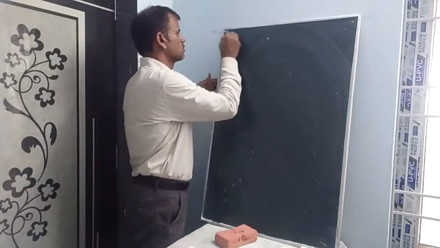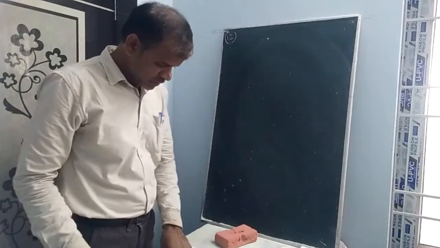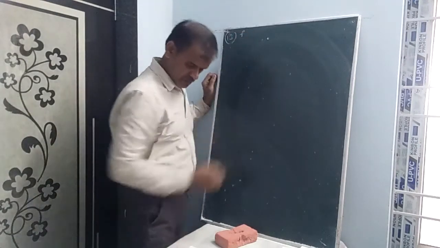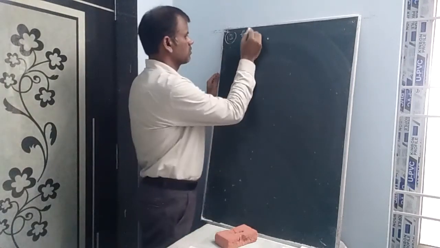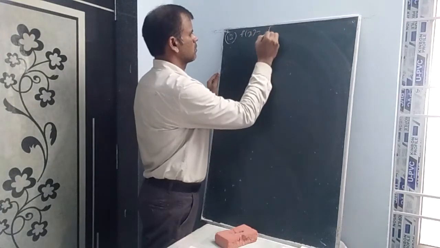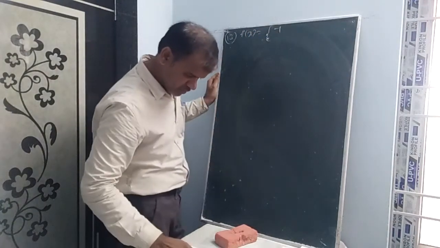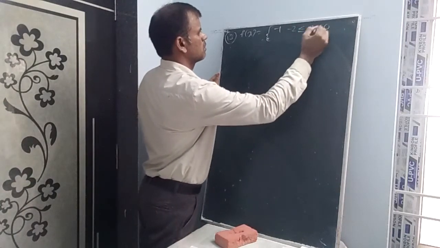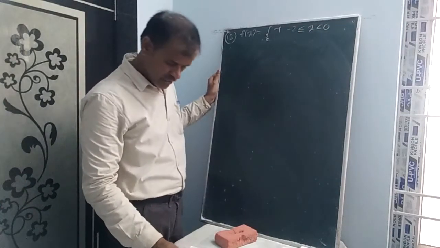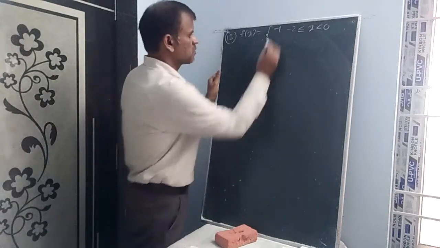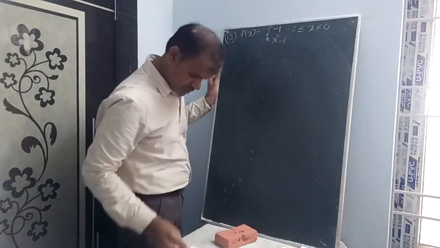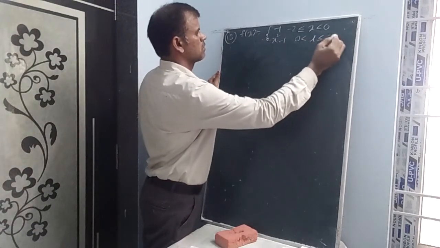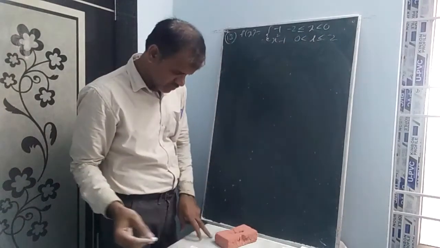Now the 13th question. F of x is equal to minus 1 for minus 2 less than or equal to x less than 0. Next, x square minus 1 for 0 less than x less than or equal to 2.